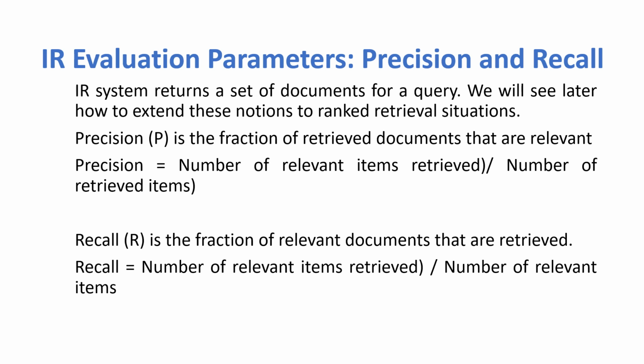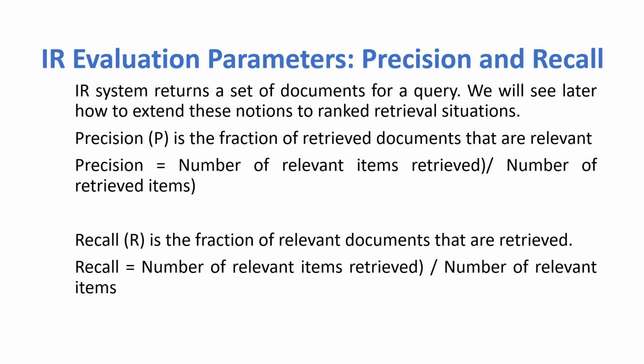So let's look at the second parameter. Recall is the fraction of relevant documents that are retrieved. Recall is defined as the number of relevant items retrieved divided by the number of relevant items. When we watch closer, the numerator for both precision and recall is the same. So let's take the same scenario. When we are given the query, we retrieved 100 web pages, and only 60 were relevant. That is the numerator for both precision and recall. So the number of relevant items retrieved is 60. But what about the denominator of recall?